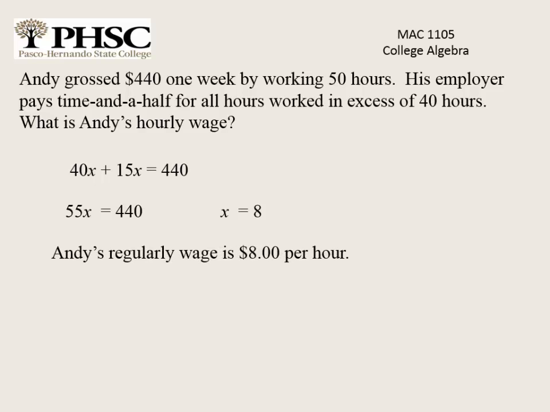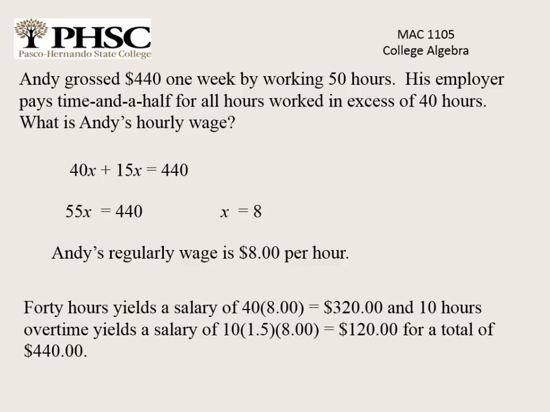Therefore, his regular wage is $8 per hour. So 40 hours yields a salary of 40 times 8, which is $320. And then 10 hours overtime yields a salary of 10 times 1.5 times 8, which is $120. And if we add the 320 to 120, we get the $440.